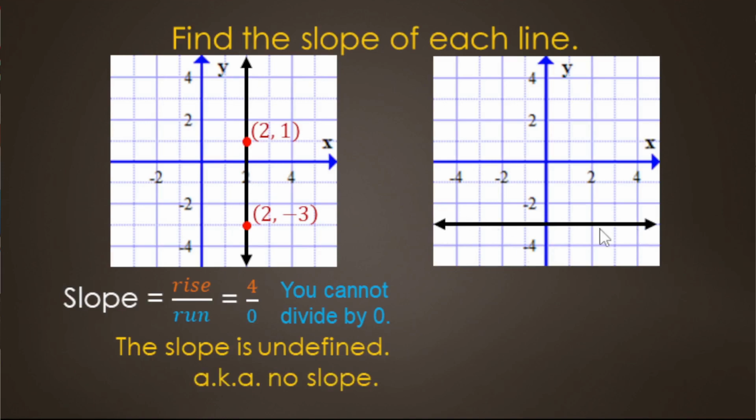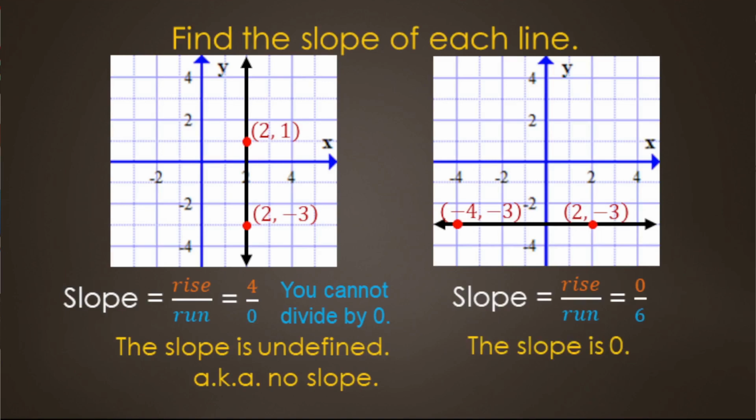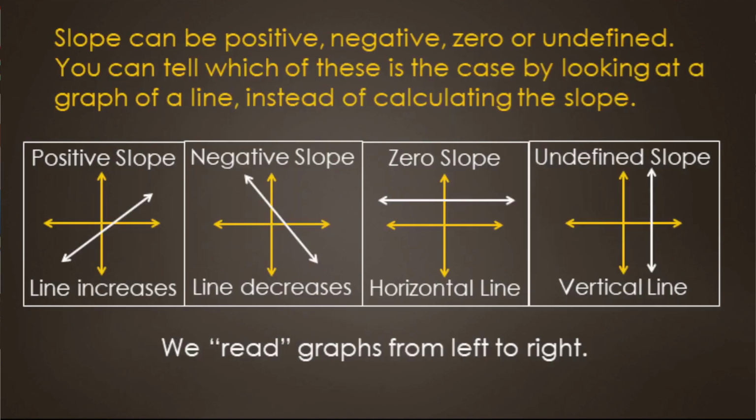Now let's look at a horizontal line. Again, 2 nice points. We'll just use this one here, -4, -3, and this one here, 2, -3. Rise over run, it's going to go up 0. And then it's going to go over 1, 2, 3, 4, 5, 6. 0 divided by 6 makes 0. So your horizontal lines are going to have a slope of 0. Vertical lines are undefined.